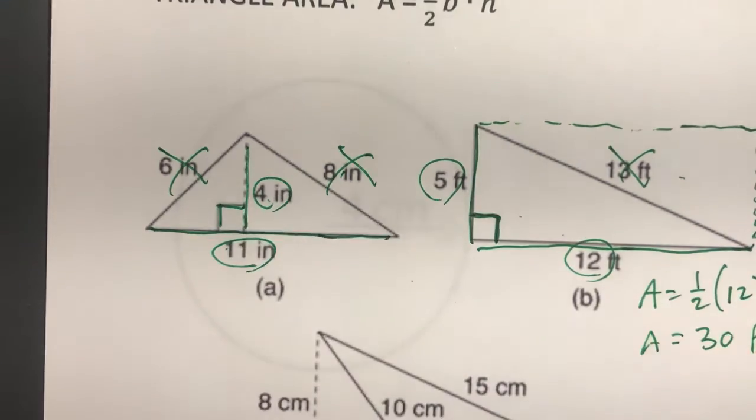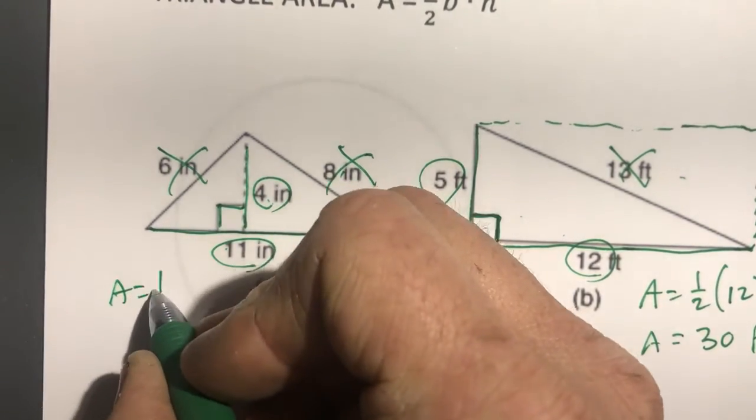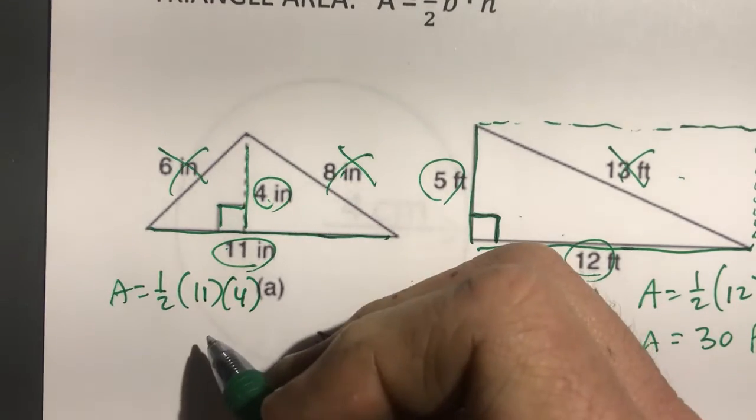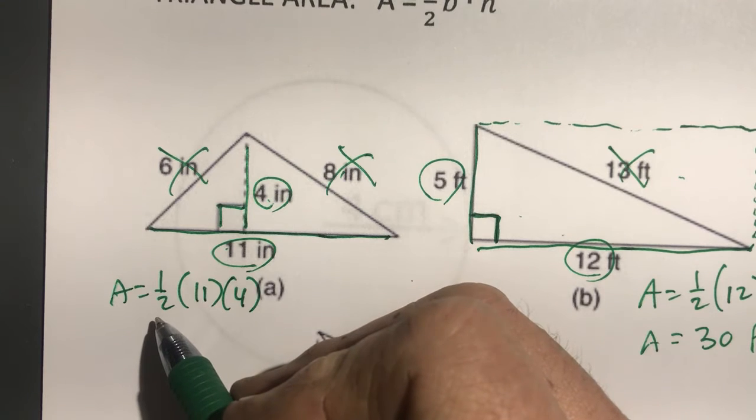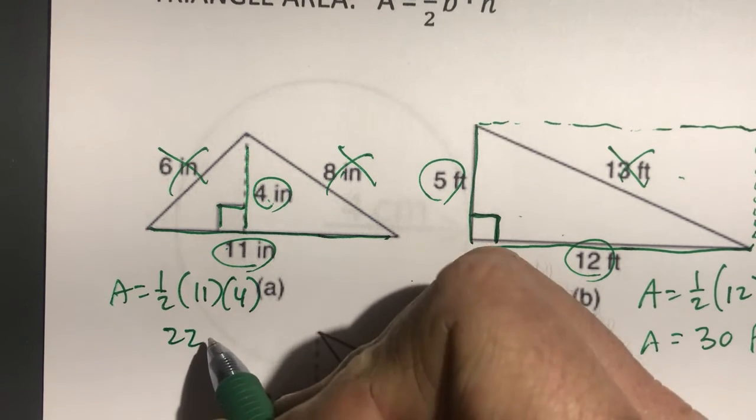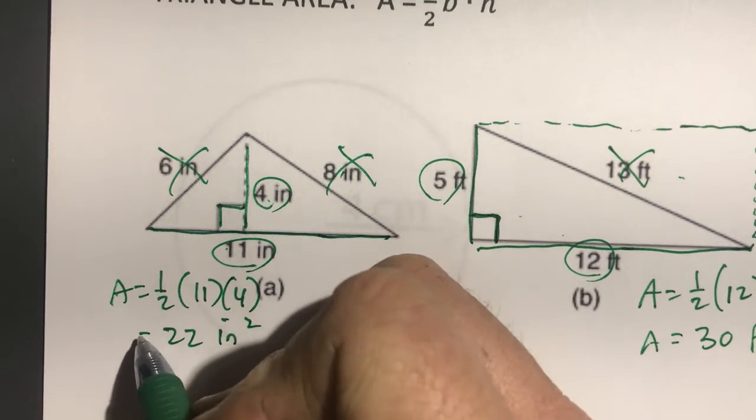This is the base and the height. That's what I need. So the area here is 1/2 times the base times the height. So 1/2 times 11 is 5.5, times 4 is 22. 22 square inches. That's my area.